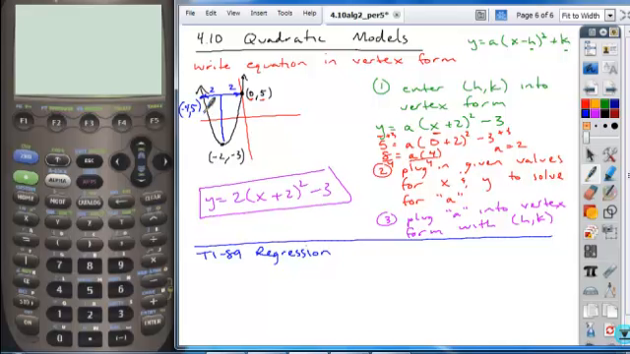So by using the symmetrical nature of that parabola, you can find a third point. And once you find that third point, now it just becomes a regression equation.